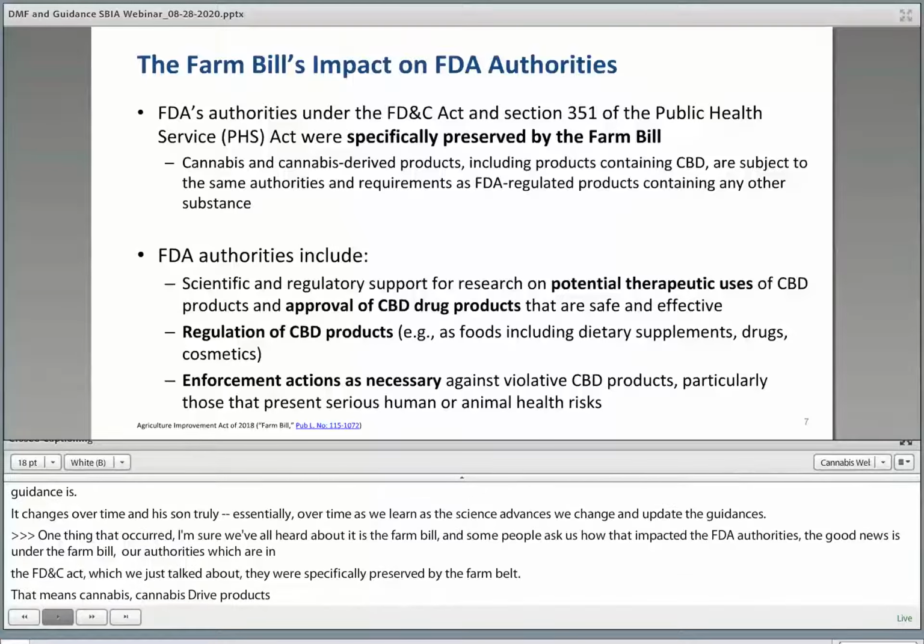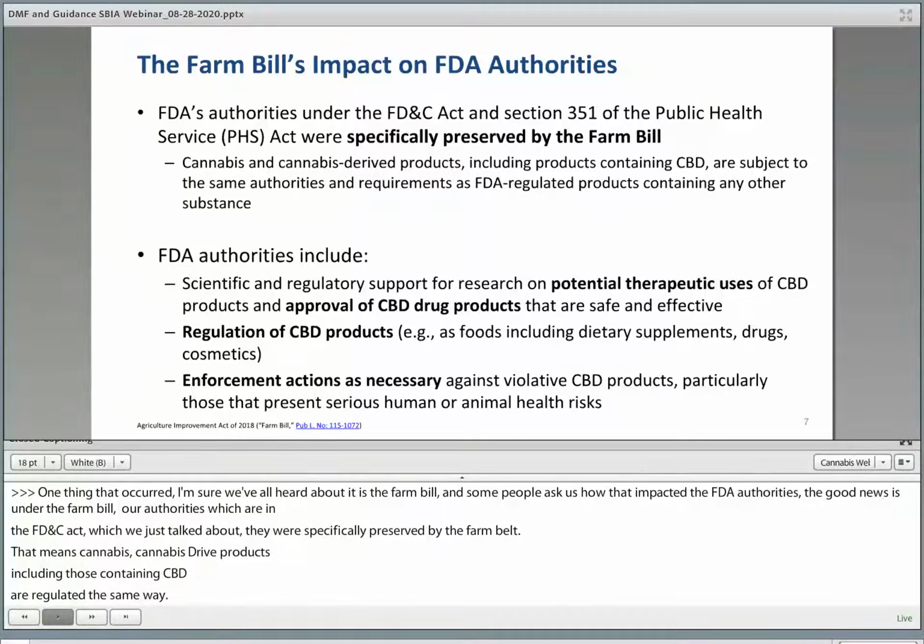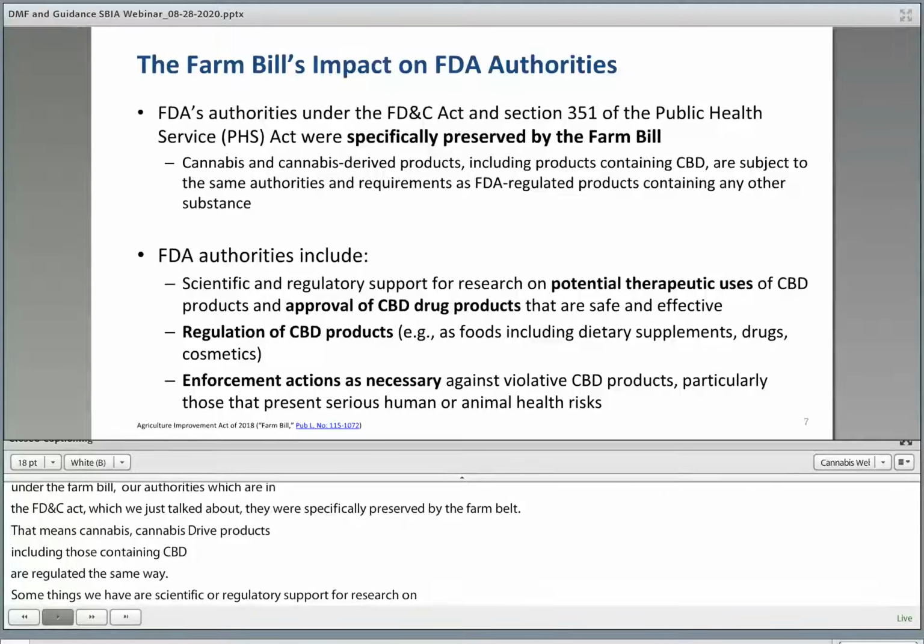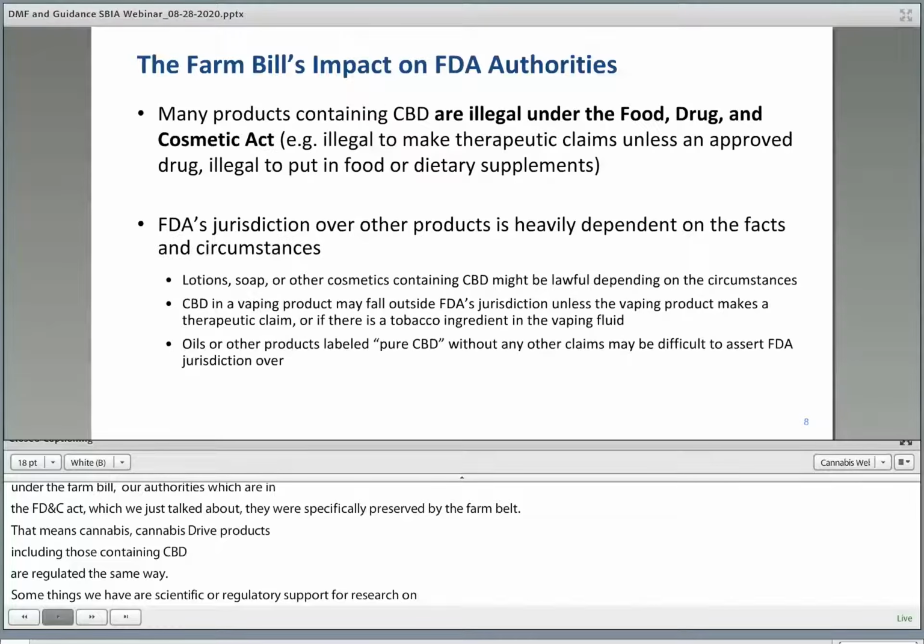Some of the FDA authorities that we have include scientific and regulatory support for research on potential therapeutic uses of CBD products, approval of CBD drug products that are safe and effective, regulation of CBD products, and then enforcement actions as necessary against violative CBD products, particularly those that present serious human or animal health risks.